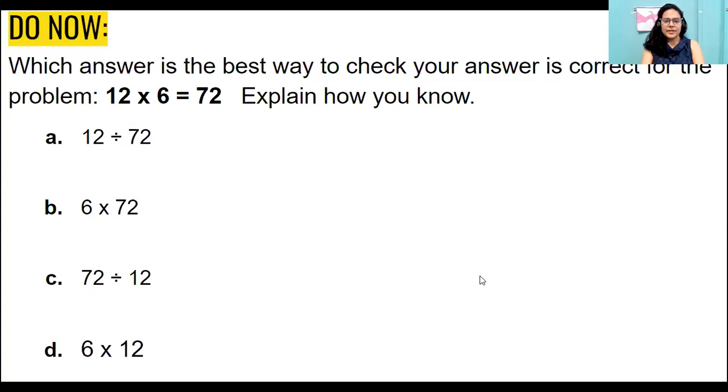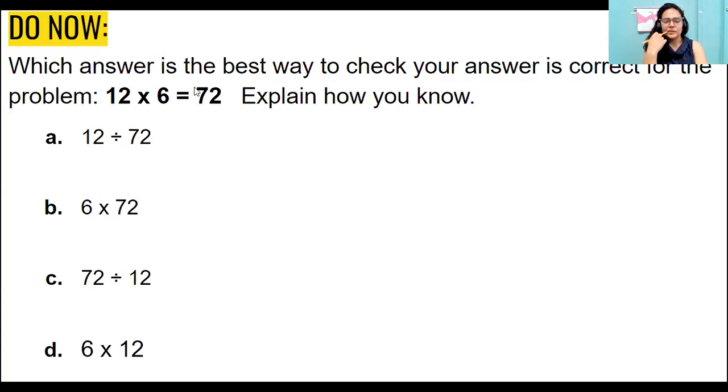So the question was, how do you check your answer, right? Why is 72 correct? How do you know? And I see some different answers, and the correct answer is, where is it? There it is, C. Can somebody please explain why the correct answer is C?